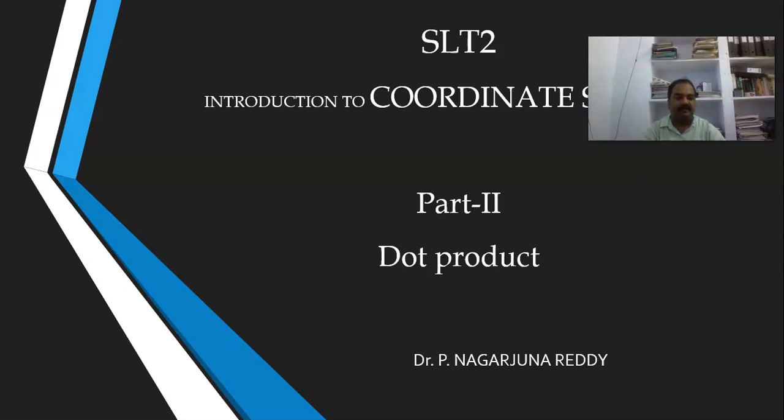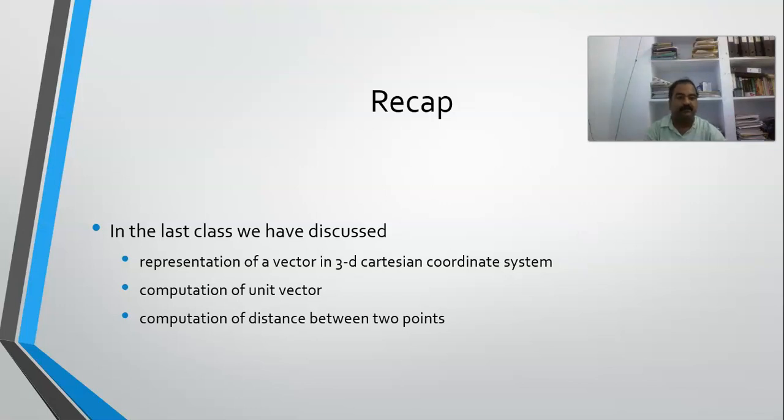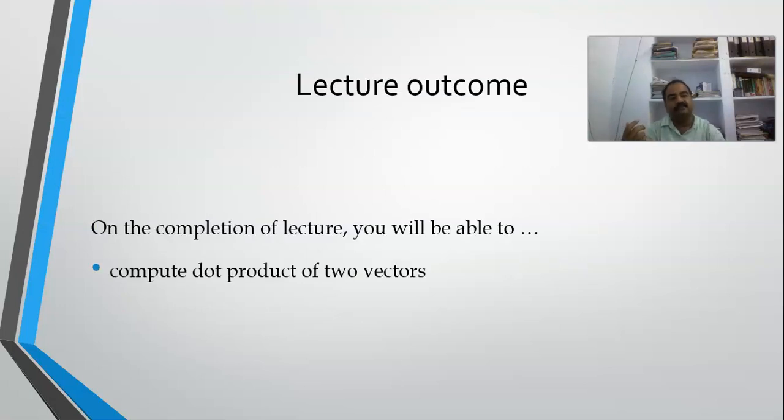In this video lecture, we will discuss computing the dot product of given vectors. In the last class, we discussed the three-dimensional Cartesian coordinate system. We have also seen how to compute the magnitude of a given vector and how to determine the unit vector of a given vector. And we have also seen computing the distance between any two points in space. In today's lecture, we will be discussing the dot product. I hope that by the completion of this lecture, you will be able to determine the dot product of two given vectors.